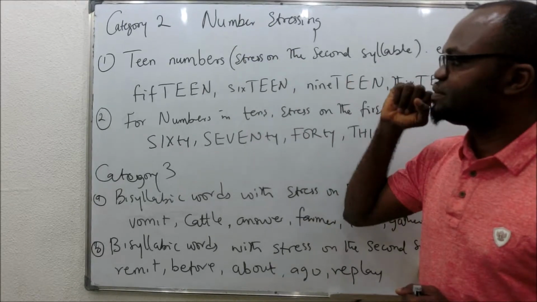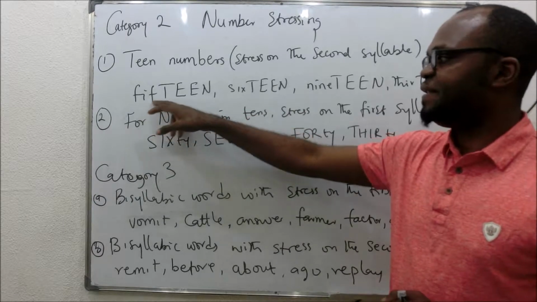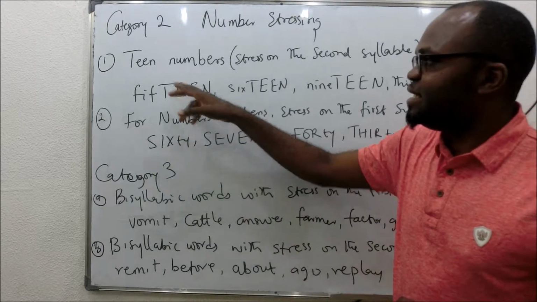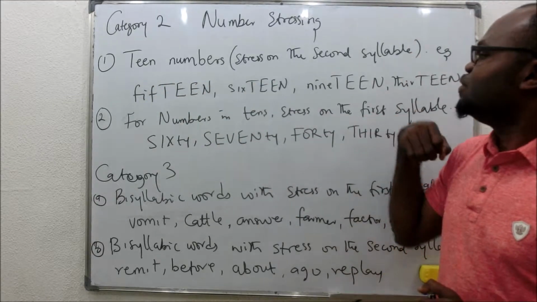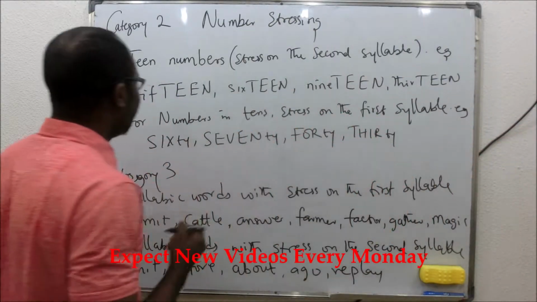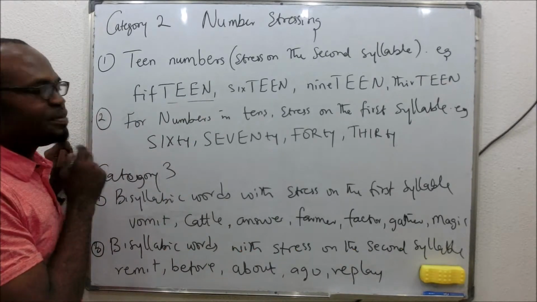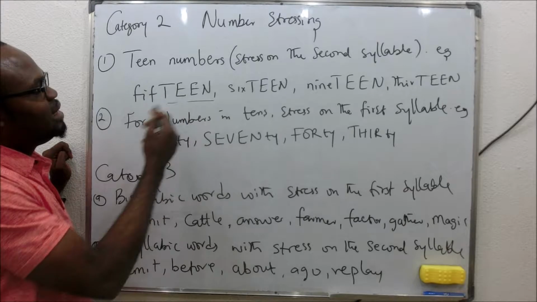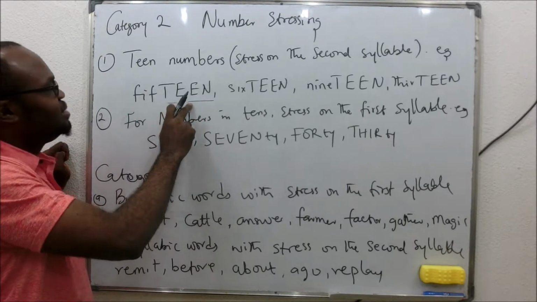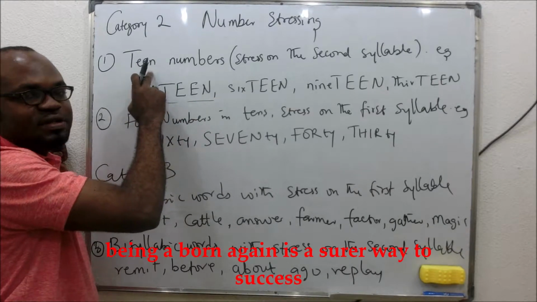Number stressing. Whenever you have a number in this form, like 15, 16, 19, any number with teen, the teen numbers, you always stress them on the second syllable. So now we have 15. You can see the one in capital letters is the stressed syllable. This is a two-syllable, or bisyllabic, word. 15: the stress has to be on the teen. Anytime you have number words with teen, make sure the stress is on teen.